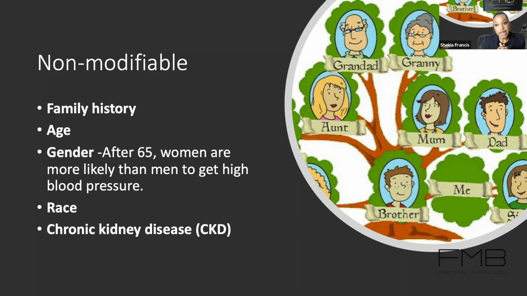And another thing we can't change is chronic kidney disease. So high blood pressure may occur as a result of already having kidney disease, and having high blood pressure may also cause further kidney damage. So that's why it's important that if you do have high blood pressure, to try and manage it so that you're not making your body work harder than it needs to do your day-to-day activities.